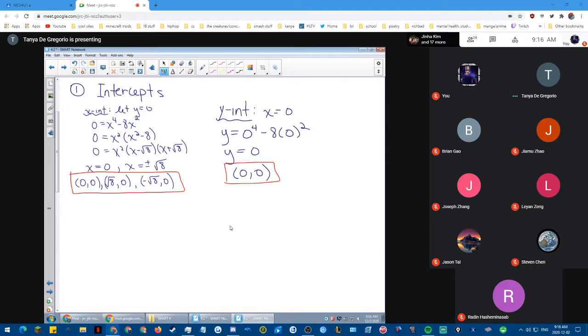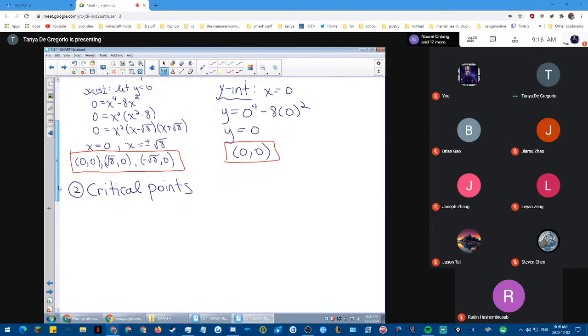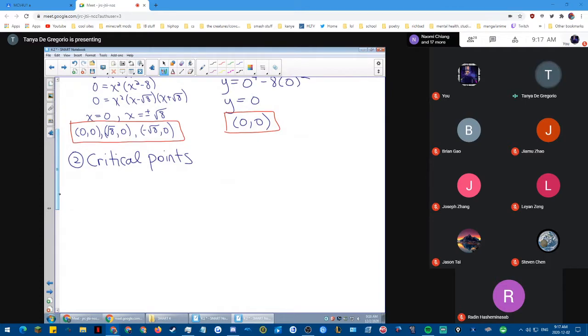Next, what am I going to do? Good. How do I find max or min? Good. Now, do we know what their maxes or mins are yet? No, so we're going to call them critical points. So step 2, find your critical points. So it's my first derivative equal to 0.